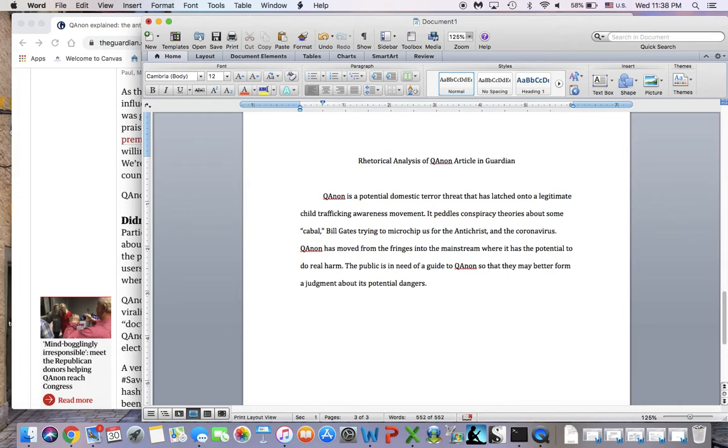QAnon is a potential domestic terror threat that has latched onto a legitimate child trafficking awareness movement. It peddles conspiracy theories about some cabal, Bill Gates trying to microchip us for the Antichrist, and the coronavirus. QAnon has moved from the fringes into the mainstream where it has the potential to do real harm. The public is in need of a guide to QAnon so that they may better form a judgment about its potential dangers. I think that sounds pretty okay, but here's what I'm going to do.